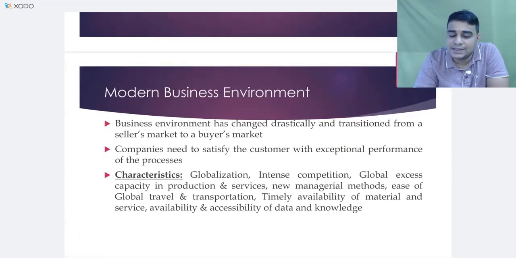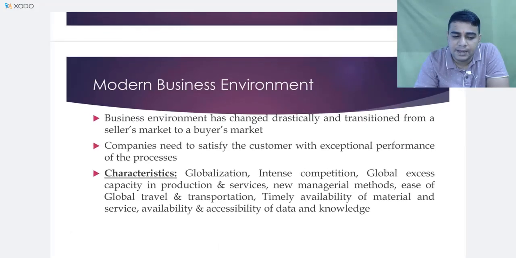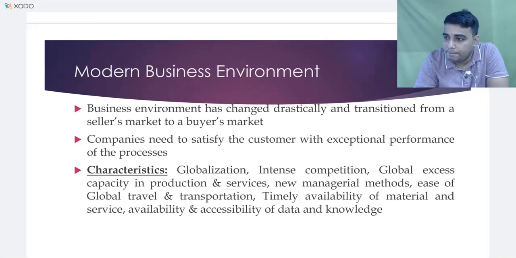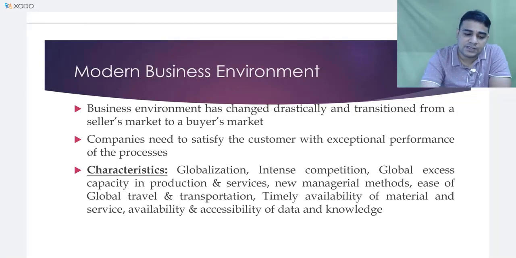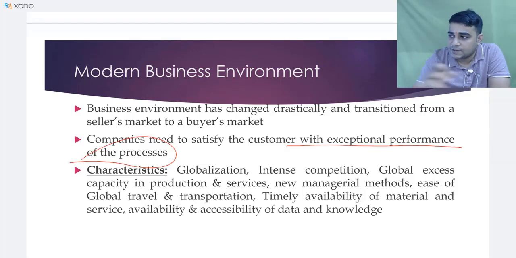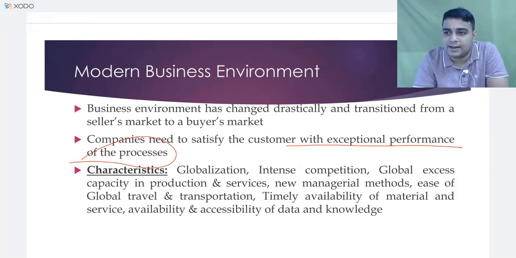But the business environment has changed drastically and transitioned from a seller's market to a buyer's market, and because of this you need exceptional performance of the processes. Even if you are buying a small product, maybe worth less than 100, less than 500, maybe you don't do all that. Even for buying a garment, a shirt, a t-shirt, there are a lot of options available online. It's not that people just go to a retail store and end up buying. So different people have different expectations.